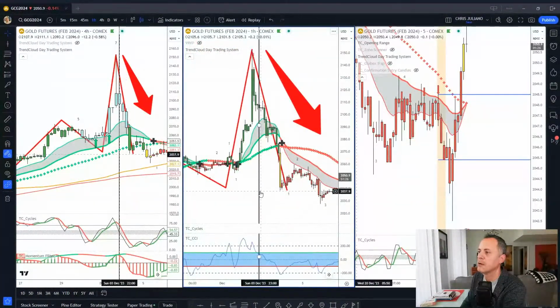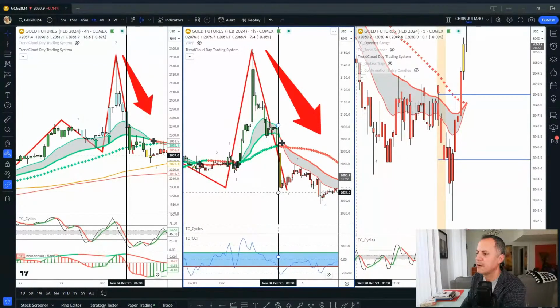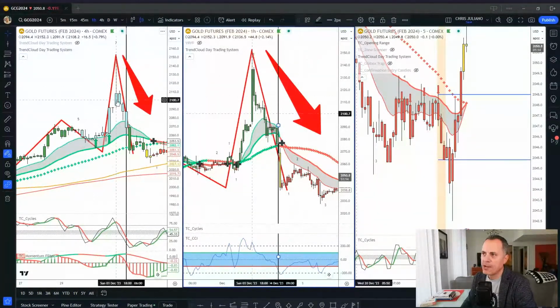Okay, right here. And you can see here, right there. Okay, so right here is when everything lines up. Can you be aggressive and get in early? Yeah, you can be as aggressive as you want to be with any trade.